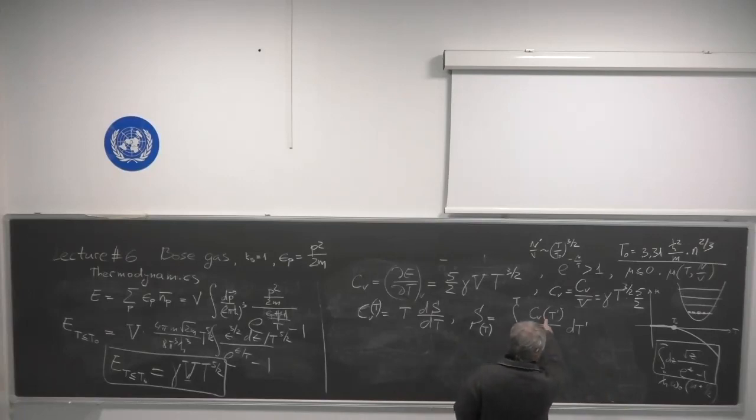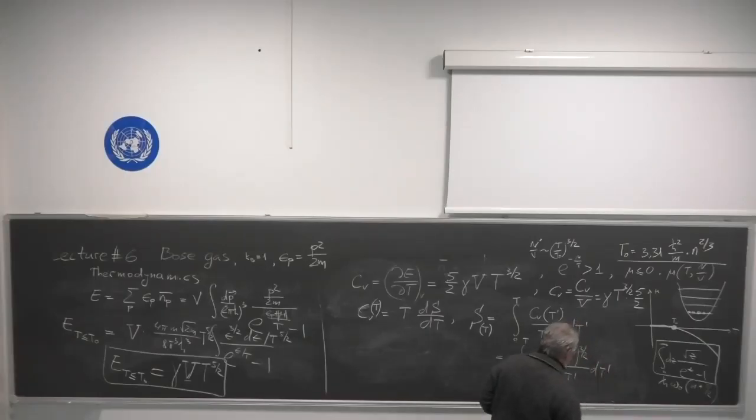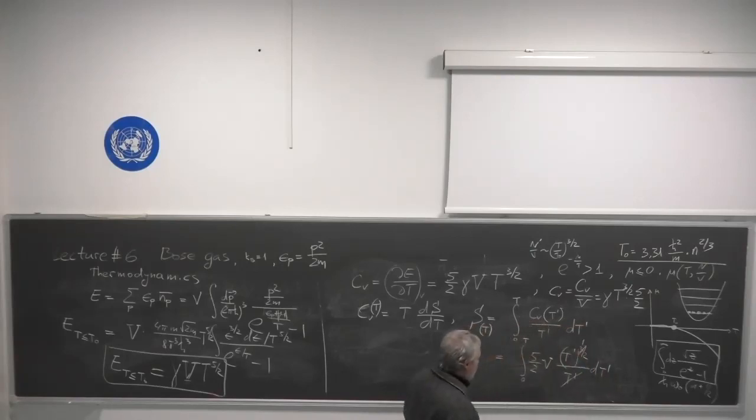Okay, if I plug in C_V from here, what I get is the integral from 0 to temperature of 5/2 times volume times T prime to the power 3/2 divided by T prime dT prime. So T prime to the power 1/2. The integral of the square root of x dx gives me 2/3 x to the power 3/2.